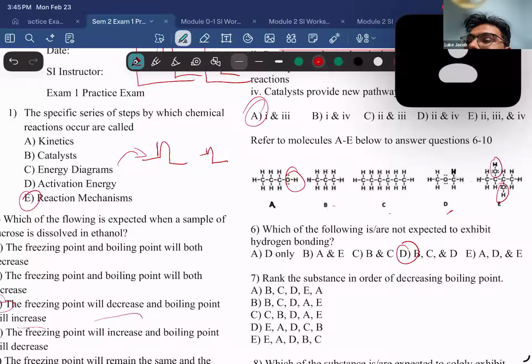Yes, even though D is a dipole, it's not hydrogen bonding in that case.